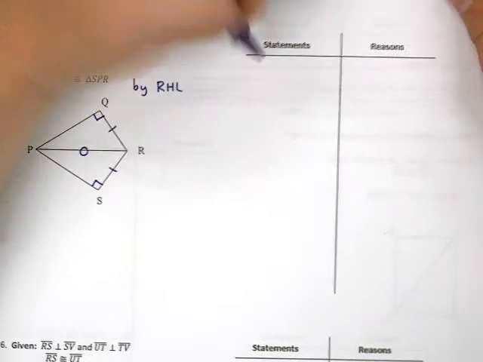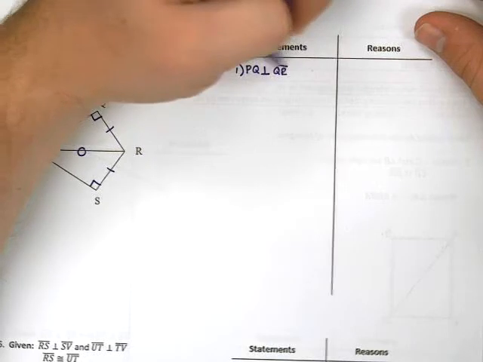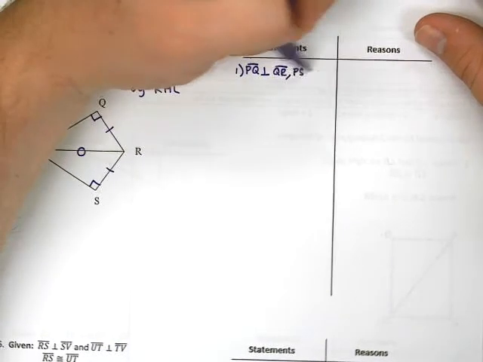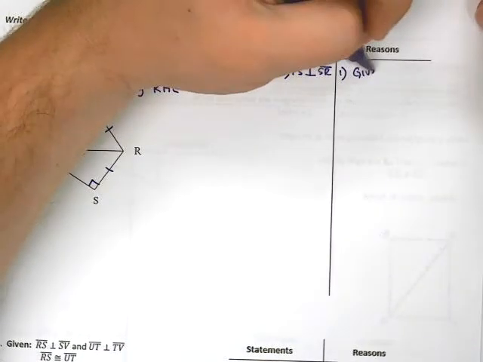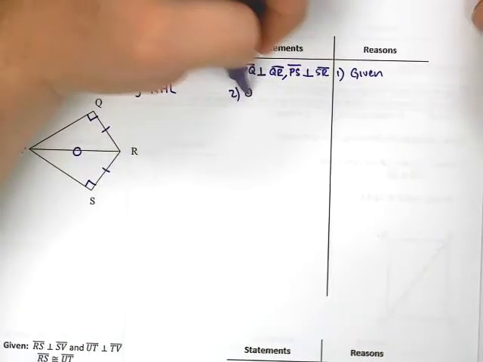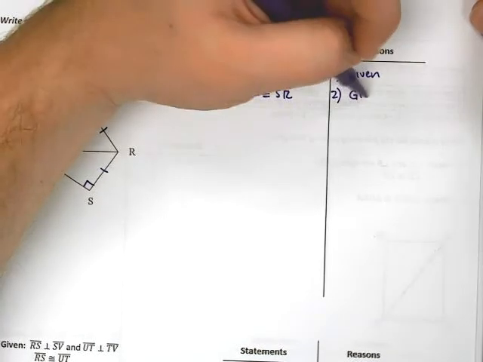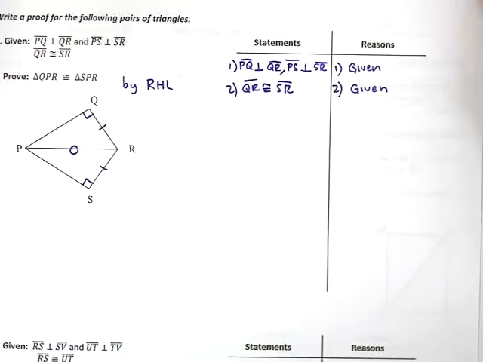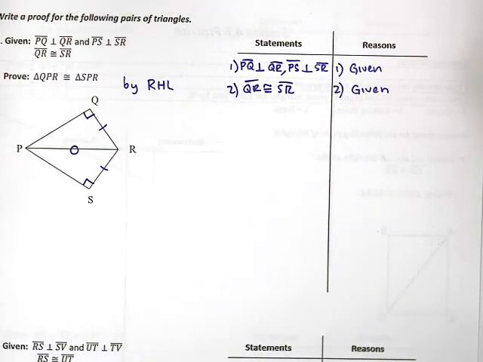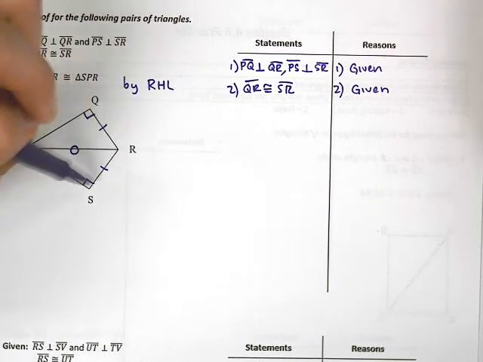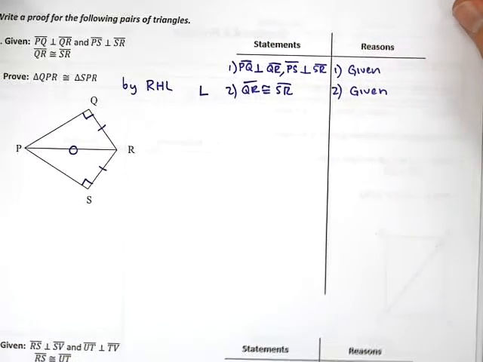We're still going to write our givens out. So PQ perpendicular to QR, and PS perpendicular to SR, because given, and 2, QR is congruent to SR, because given. Now, if we look at QR and SR, are those the hypotenuses of the two triangles, or are those the legs? Those are the legs, right? They are not across from the right angle. So I would put an L right here so I know that my L from RHL is done.